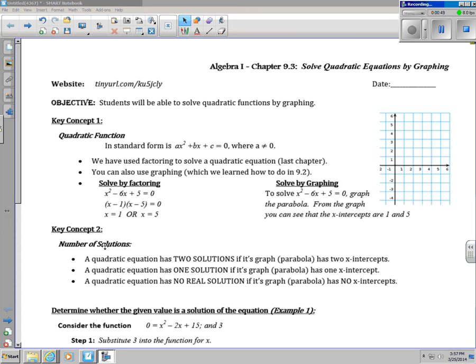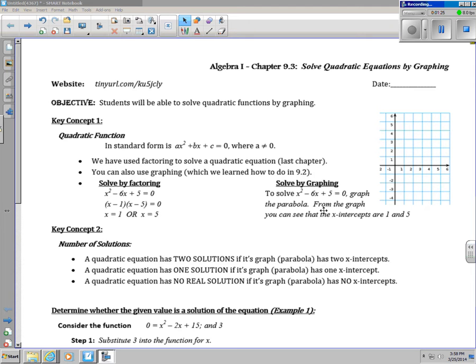Okay, so this is an example of the difference between factoring and graphing. We take the equation x squared minus 6x plus 5 equals 0. And we can factor that quadratic equation into the quantities x minus 1 times x minus 5 equals 0. When we solve that, we set both of those separate quantities equal to 0, and we end up with x equals 1 or x equals 5. And those are our solutions. Those are the two values of x that will give us a 0 for our y.